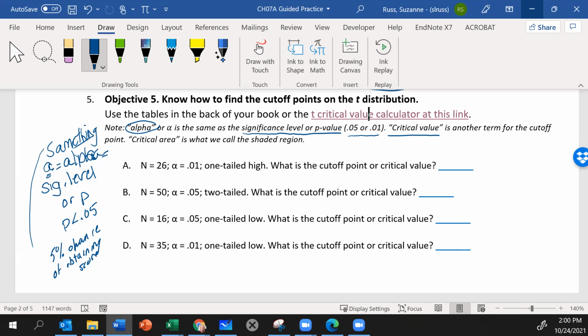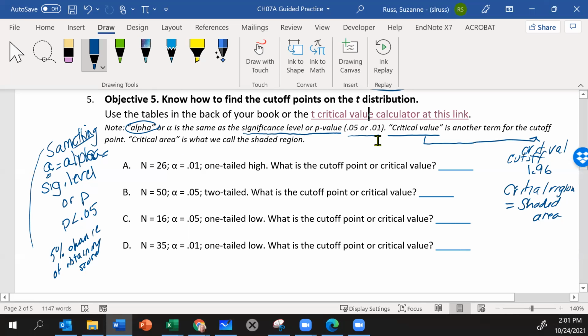And this is the other new phrase you're going to have: critical value. Critical value is just another term for the cutoff point. So if we have a cutoff point of 1.96 when we do our z-scores, we could say cutoff, or we could say critical value. And in the app you're going to be using in this step, they're going to say critical value. And they might even say critical region. And the critical region, if you see that, we've been calling the shaded area.